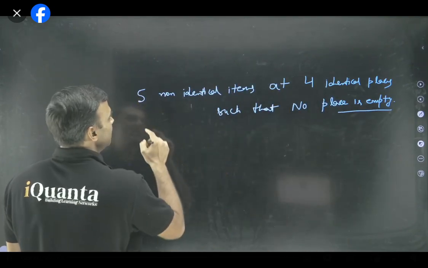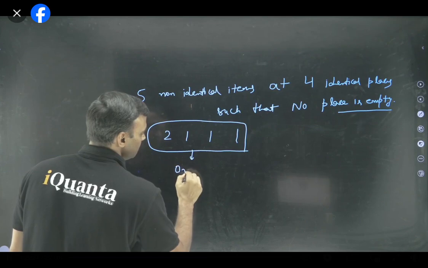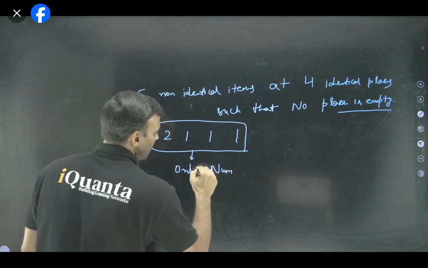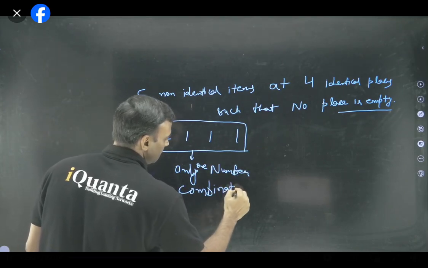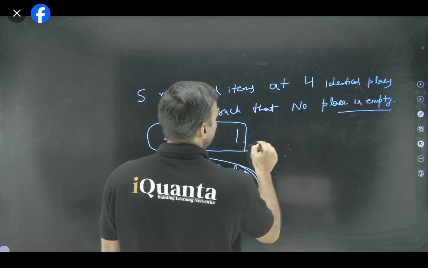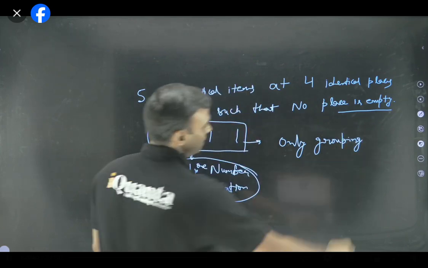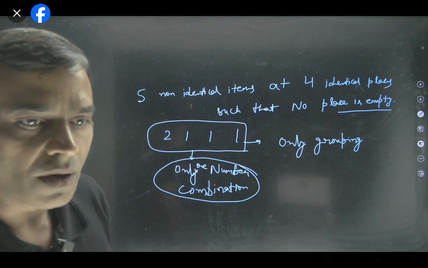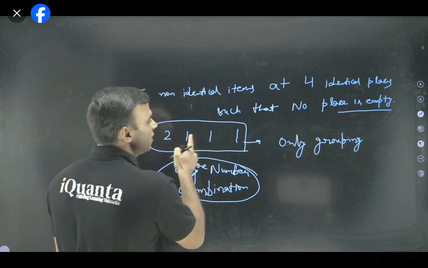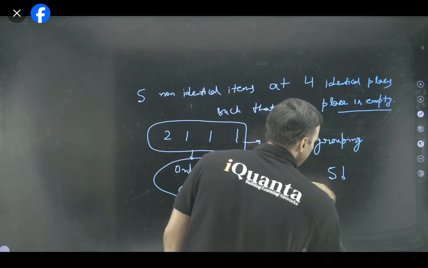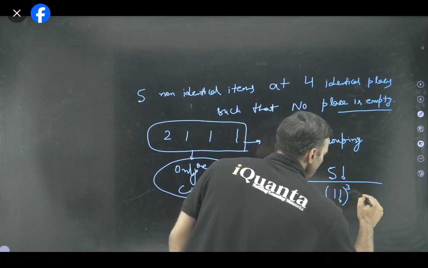When I say no place is empty and 5 items, there is only one way. Do you see? This is the only number combination, only one number combination. Can everyone see that? And here what do I have to do? Only grouping. Only one case. And how do I do the grouping of 5 items into 2, 1, 1, 1? 5 factorial divided by 2 factorial, then 1 factorial to the power 3 into 3 factorial.